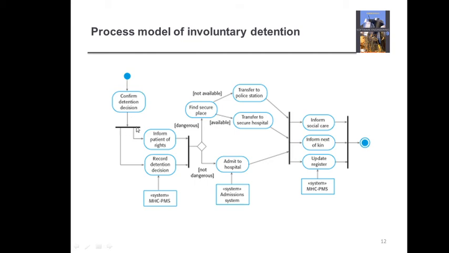This rectangular bar represents the parallel activities, right? So parallel activity starts here. Parallel activities end here, right? So parallelism is represented with this rectangular bar. Now, if there is any condition, that is represented with this rhombus, right? So the conditions are written in this square bracket. Say, if the person is not dangerous, we will be executing this. If the person is dangerous, we will be executing this particular process. So the conditions are written here in the square bracket and it is represented with the rhombus.